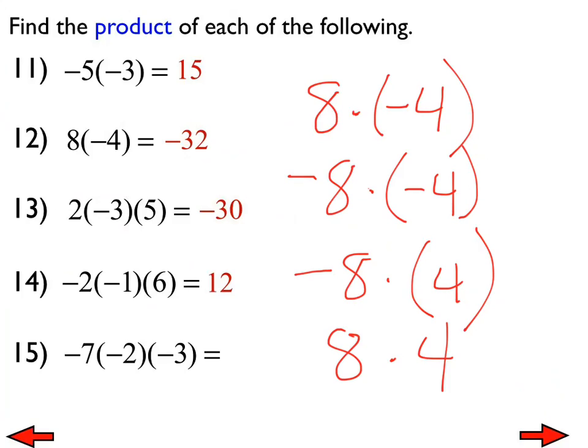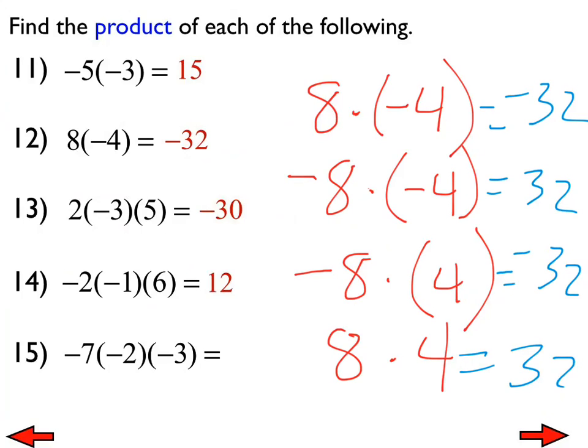All right, heard lots of discussion. Most of us realize that the answer to the first one is negative 32. The answer to the second one is positive 32. The answer to the third one is negative 32. And the answer to the fourth one is positive 32.